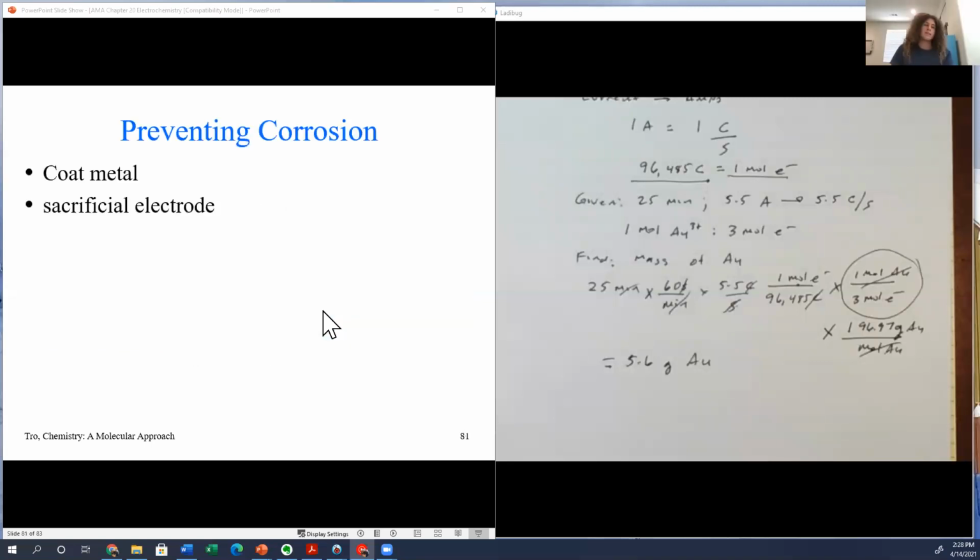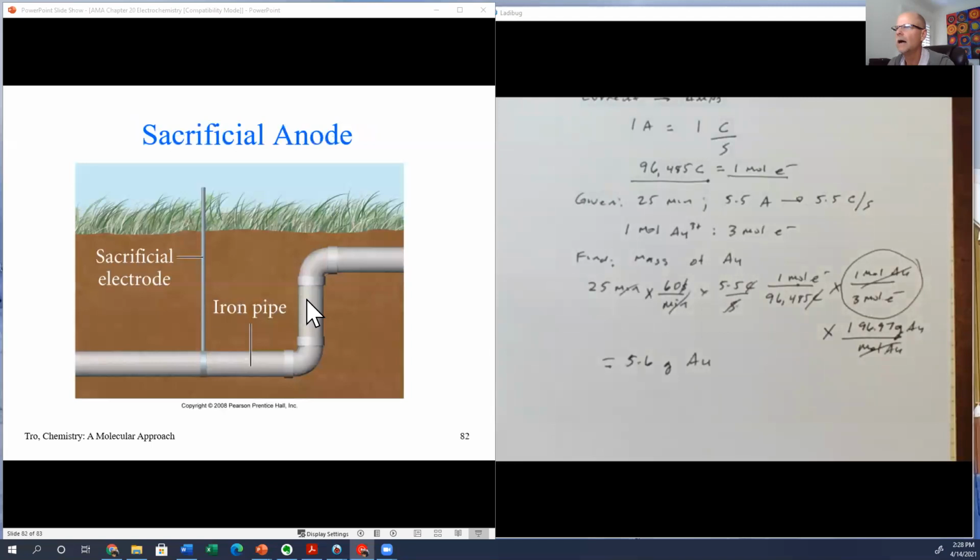Okay, cool. Thank you. So what can you do? You can coat the metal, so you can paint it. For example, our cars are mostly made of steel, which is an iron alloy, and the way we prevent them from rusting is by painting them. We put a coating on them, in that case, paint.